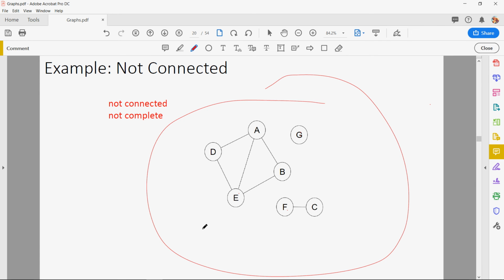Again, all these vertices are in the same graph. It's one graph, but it's just that some of the vertices are not connected. There's no path between some pair of vertices. And it might only be one. So pretend this graph didn't have these two vertices. Pretend this graph just had 5 vertices. This would still be an unconnected graph because there is at least one pair of vertices where there's no path between them.